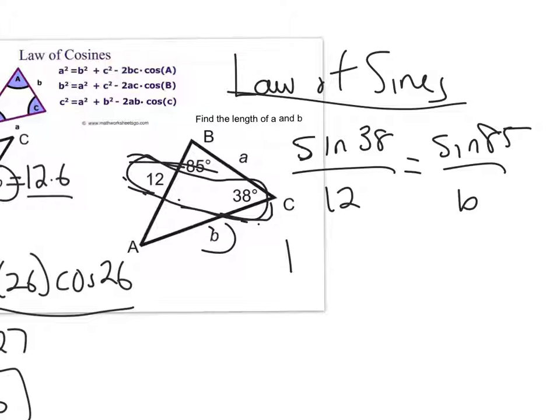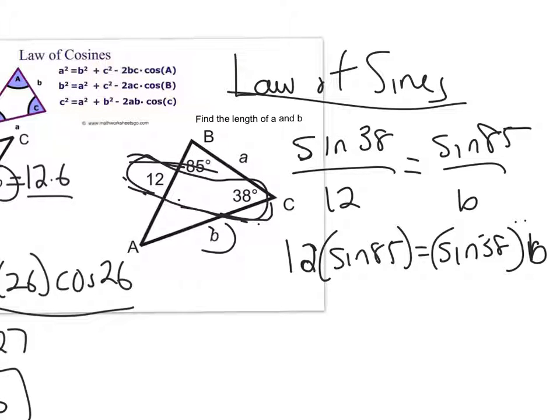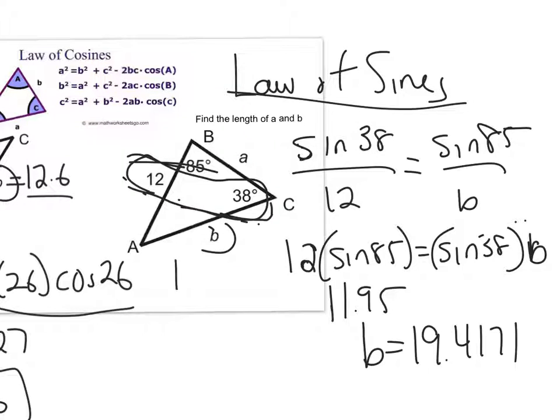So I will take 12 times the sine of 85 equals sine of 38 times b. So sine of 85 times 12 is going to be 11.95. And then if I divide that by the sine of 38, I get b to be 19.4171. So b equals 19.42 if you want to round it. So to figure out a, well, a triangle has always got to add up to 180.